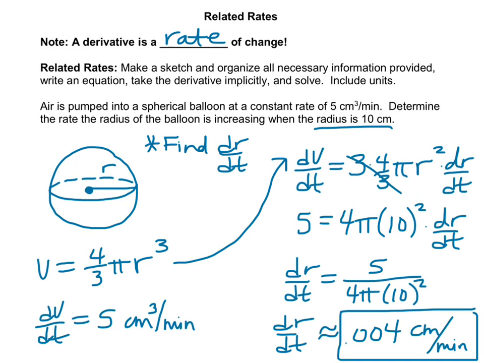So don't get confused by the units. Make sure the ratio of the units represents dr/dt or whatever quantity you're finding. So make sure that your radius units are on the numerator, hence the centimeters, and your time units are on the denominator, hence the minutes.